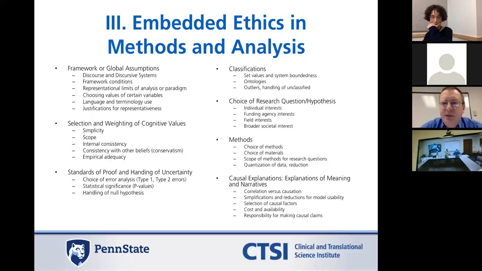And then choice of research question, hypothesis, choice of methods, causal explanations. All of these get into the fundamental motivations for the research itself. What are the broader field interests that are directing us? Of course, you can't really apply for research if the funding agency interests aren't aligned with that research, or it's not part of that call. So that's always shaping the kind of research we choose to do. Certainly it has to be in the interest of the funding agencies themselves. And then explanations of meaning and narratives, the classic correlation versus causation, simplifications and reductions for model usability, and how we select causal factors and such.